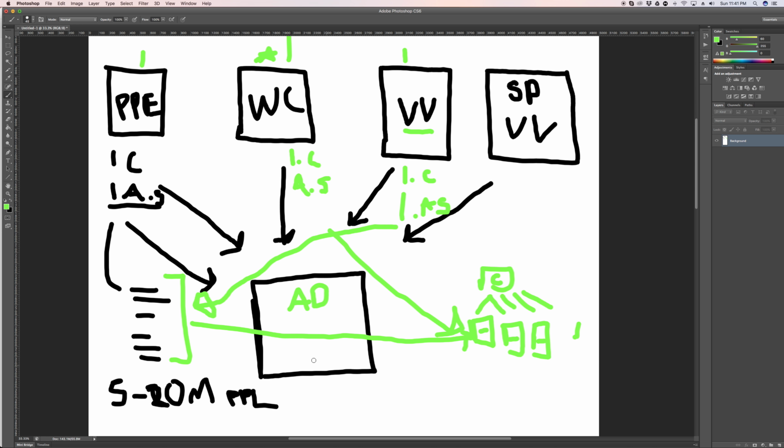And obviously, if you guys haven't gotten it by this point, most of the advertisements that are run are video, okay? They are video advertisements.